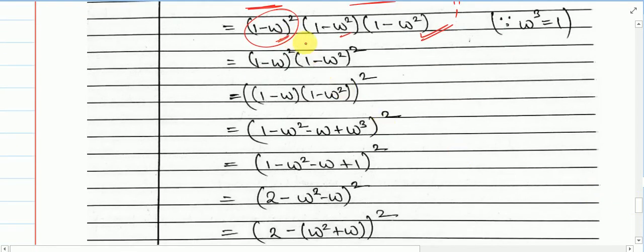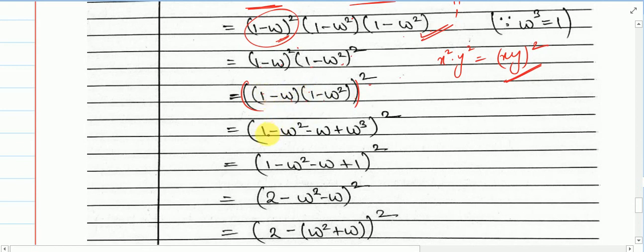Now in the next step, 1 minus omega square into 1 minus omega square becomes 1 minus omega square whole square. Now here it is 1 minus omega square, and here we have 1 minus omega square whole square. If you have something like x square into y square, then you can write xy whole square. So in the next step we'll write 1 minus omega into 1 minus omega square, whole square.